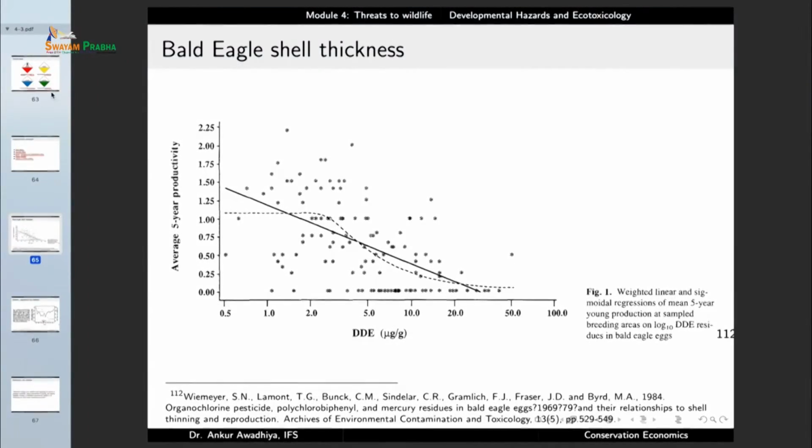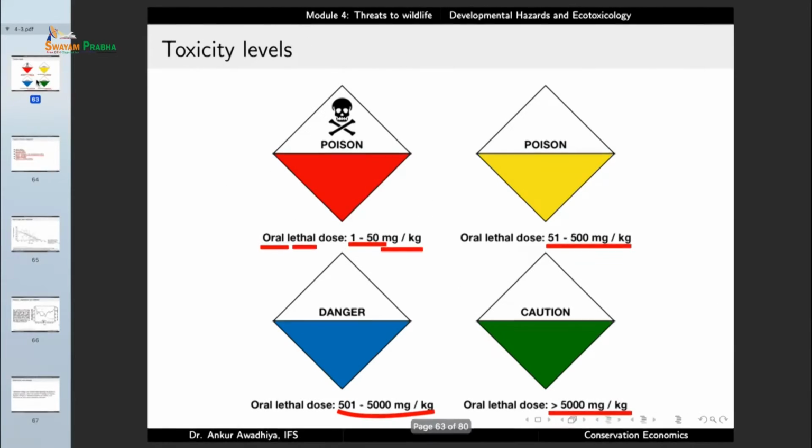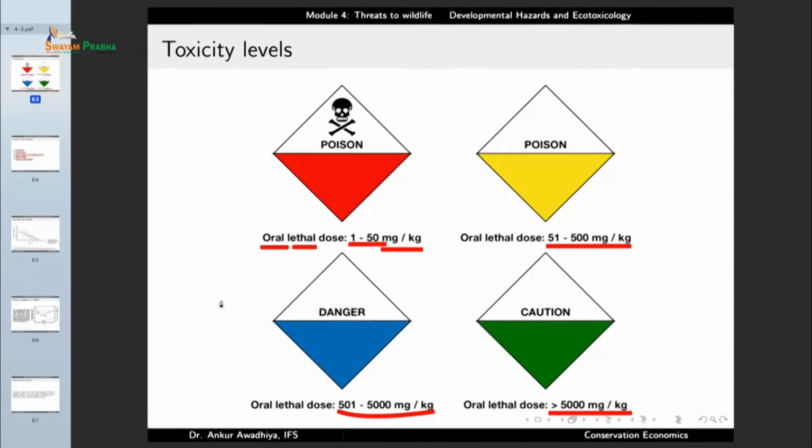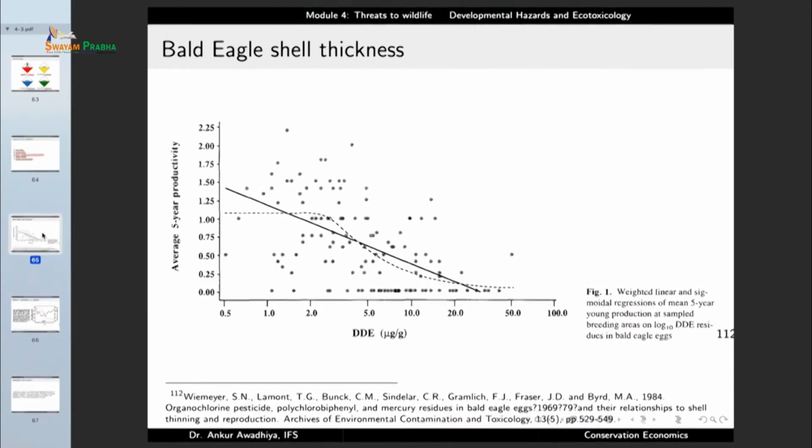Because as we have seen, there is a lethal dose for different chemicals. And in between, it will start showing certain sublethal effects. So in that case, the organisms will not die, but will show impact in terms of reduced fitness or reduced fecundity. And this is what was observed in the case of bald eagles.